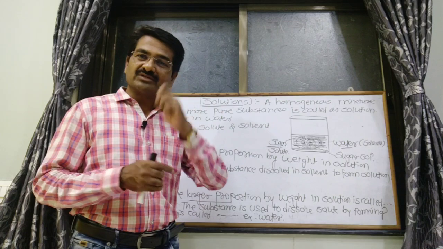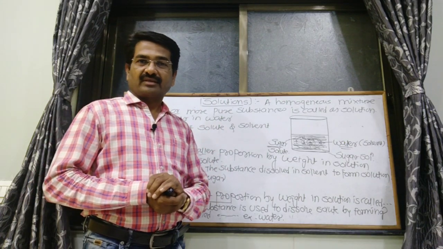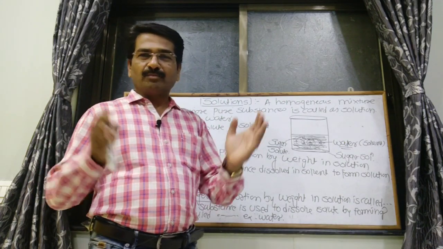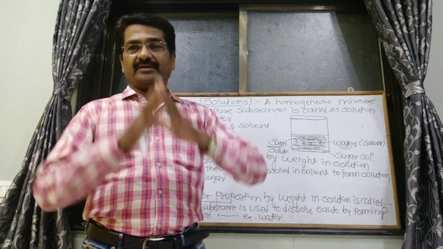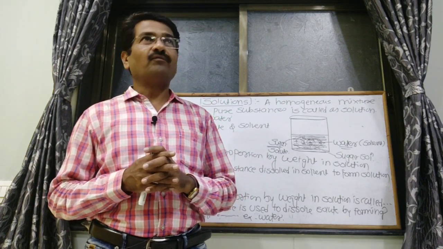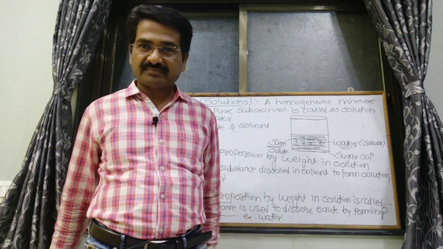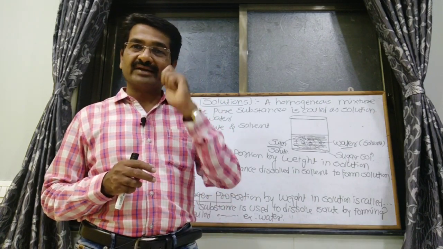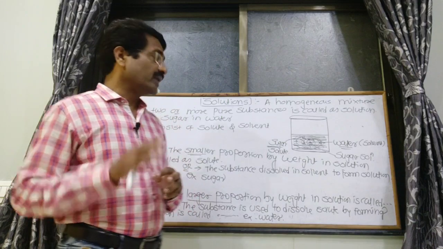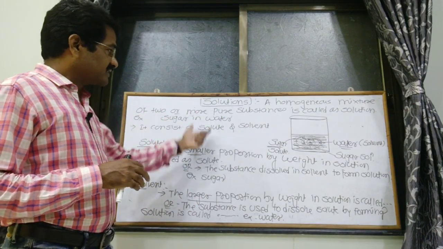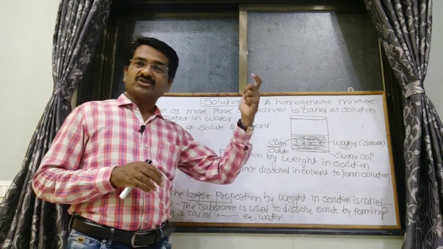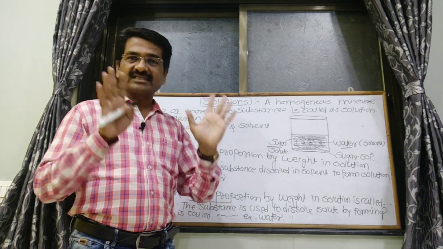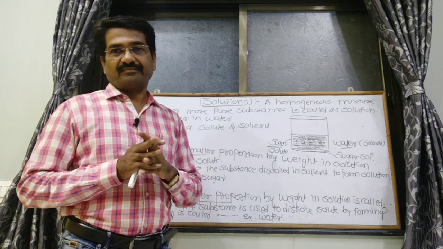Why is water the universal solvent? Because in water, many substances can be dissolved, with the exception of carbon compounds. Carbon compounds cannot be dissolved in water. For that purpose, we require organic solvents. Okay. So likewise, all these terms, solution, solute and solvent, can be seen.